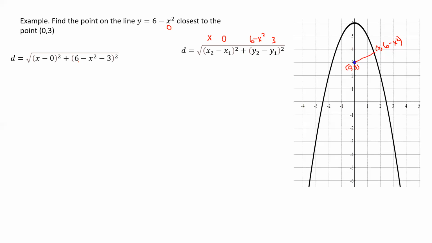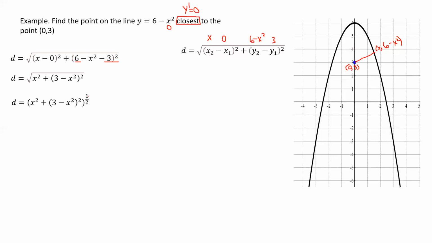Now, we might as well clean that up a little. 6 minus 3, and the square root is the exponent 1/2. Time to take a derivative. And why are we taking a derivative? You want the point closest, that means smallest or minimum, and a minimum occurs when the derivative is equal to 0. So we're going to find the derivative.